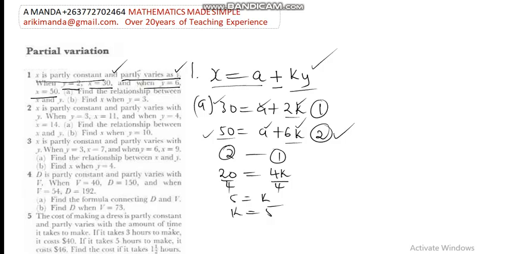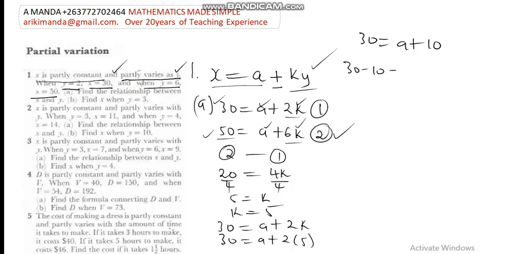We find the value of a. We can pick any equation of our choice. I will take the first one, which is 30 is equals to a plus 2k. So in place of k, I'll write a 5. 30 is equals to a plus 2 multiplied by 5. So we end up having 30 is equals to a plus 2 times 5, that's a 10. In order to solve for a, we subtract 10 from both sides. 30 minus 10 is equals to a. 20 is equals to a. Another way of writing a is equals to what?